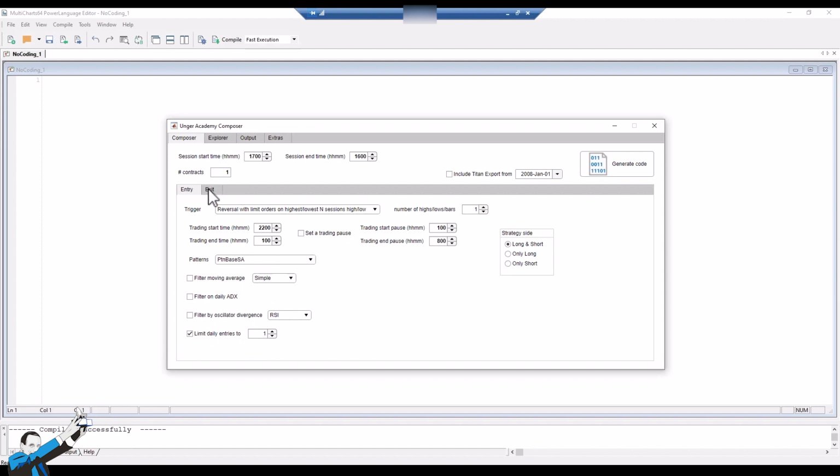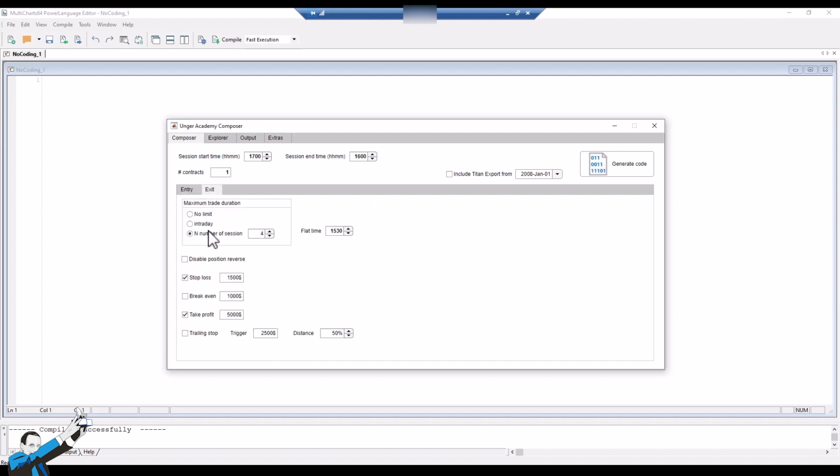change. And for the exits, we'll have to decide again what the rule should be. In this case, I've set 4 sessions as the maximum number of days the trade can last, and 2 monetary exits in the form of a stop loss and a take profit of $1,500 and $5,000 respectively. When I click Generate Code at this point, I get a message that the code has been generated, and here in the Output tab, we find our code.